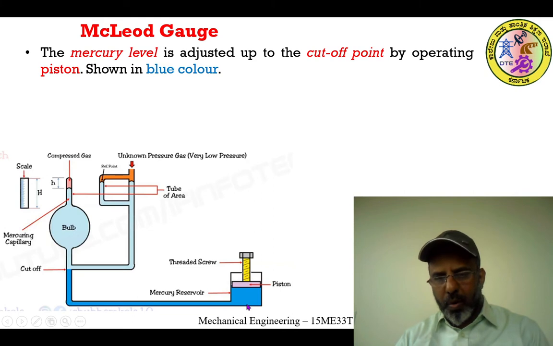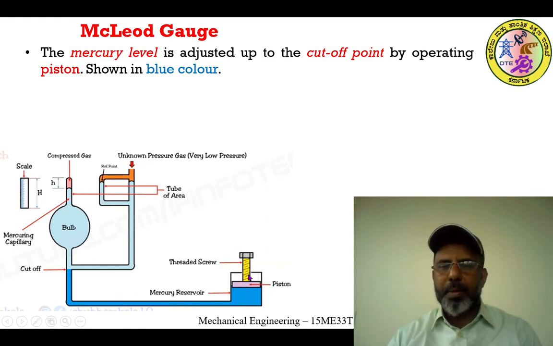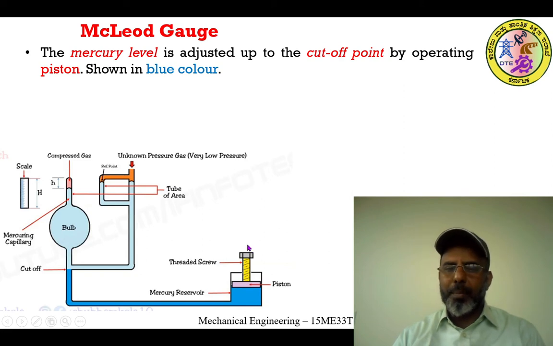Initially, for working of this McLeod gauge, we have to adjust the mercury level up to this cutoff point by operating this piston mechanism or the threaded screw. Sometimes we may have a threaded screw or sometimes a piston mechanism, and the mercury level at the cutoff point is shown by blue color here.